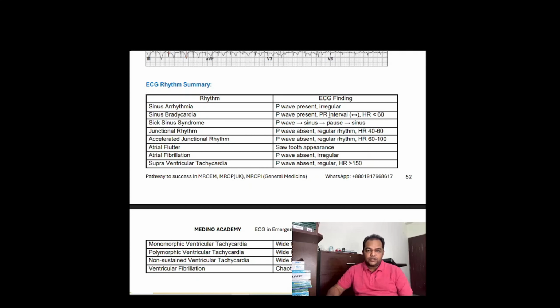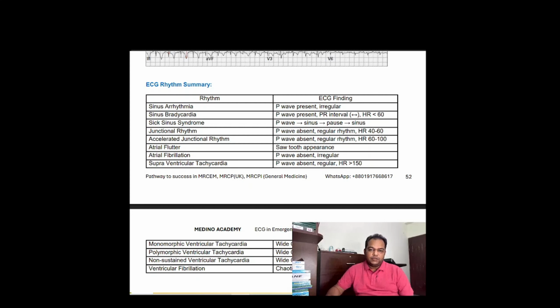In case of junctional rhythm, P wave is absent or may be inverted. Regular rhythm, heart rate 40 to 60. When the heart rate is 60 to 100, this is called accelerated junctional rhythm. In case of atrial flutter, sawtooth appearance can be found. In case of atrial fibrillation, P wave is absent and the rhythm is irregularly irregular.